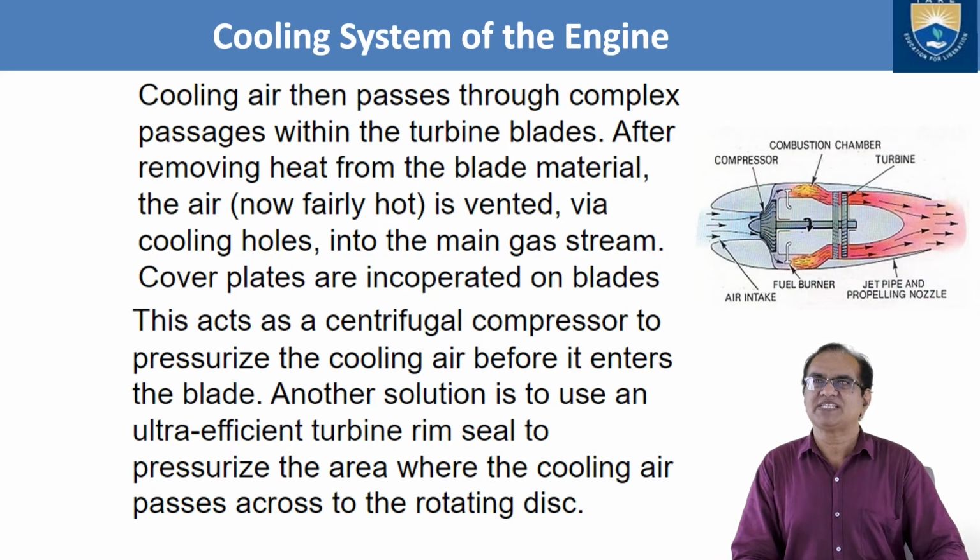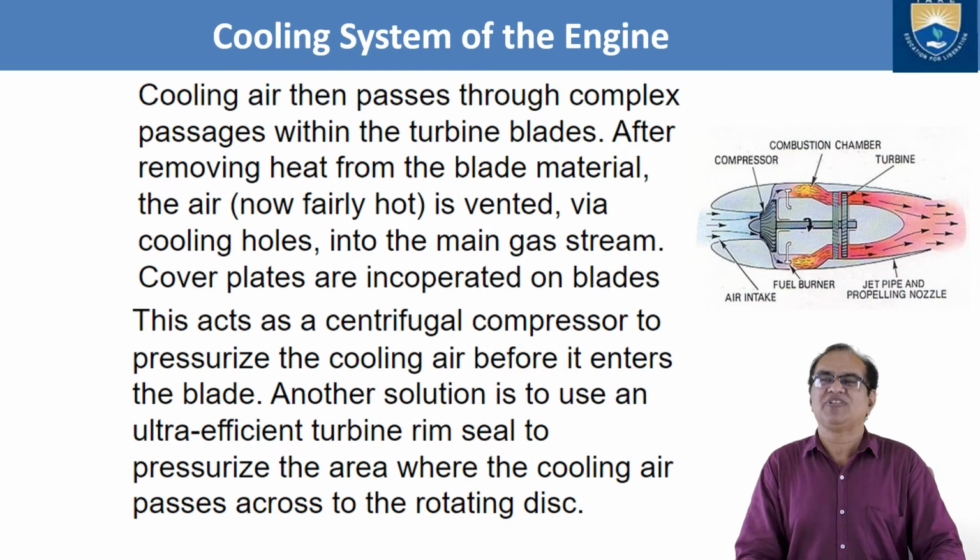Cooling air then passes through the complex passages within the turbine blades. After removing heat from the blade material, the air, now fairly hot, is vented via cooling holes into the main gas stream. Cover plates are incorporated on the blades. This acts as a centrifugal compressor to pressurize the cooling air before it enters the blade.